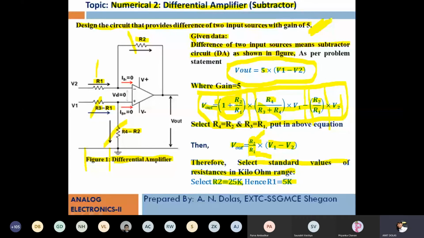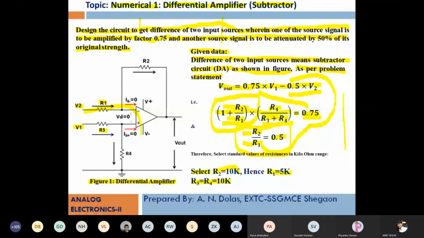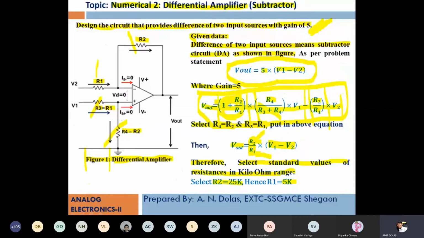You may get another multiplying factor. Somebody may say 2.5 into V1 minus V2. Somebody may say 10 into V1 minus V2. Somebody may say individual factors, like we have taken in the previous example, like 0.75 for V1 and 0.5 for V2. So this was the second numerical based on only the subtractor circuit, that is V1 minus V2.